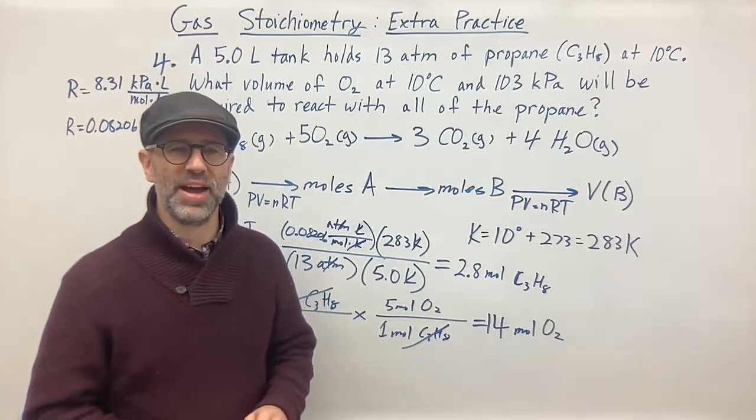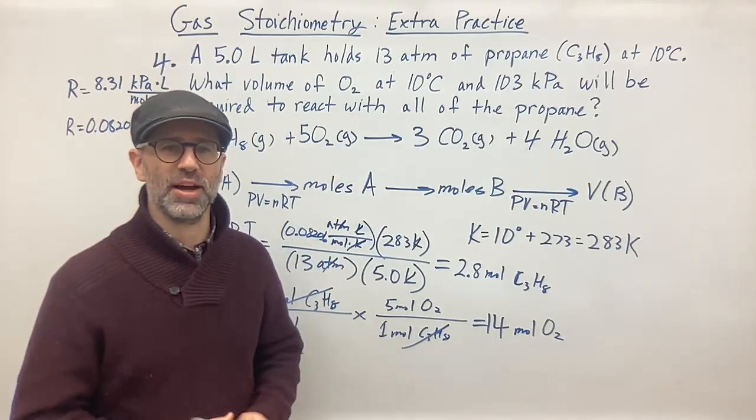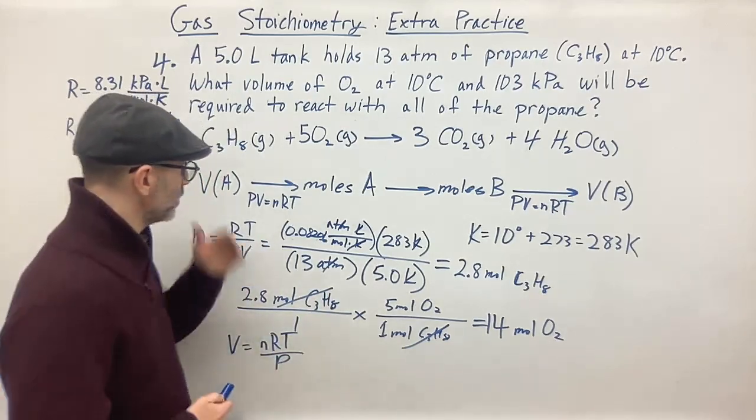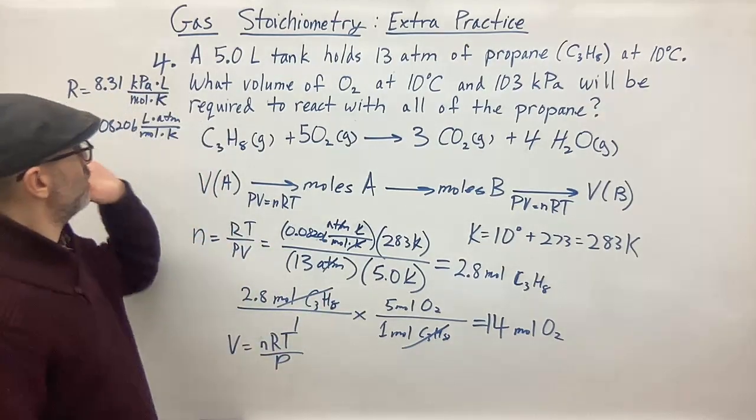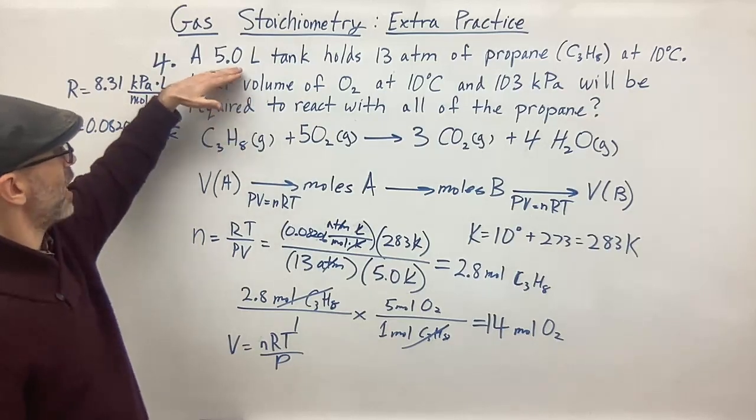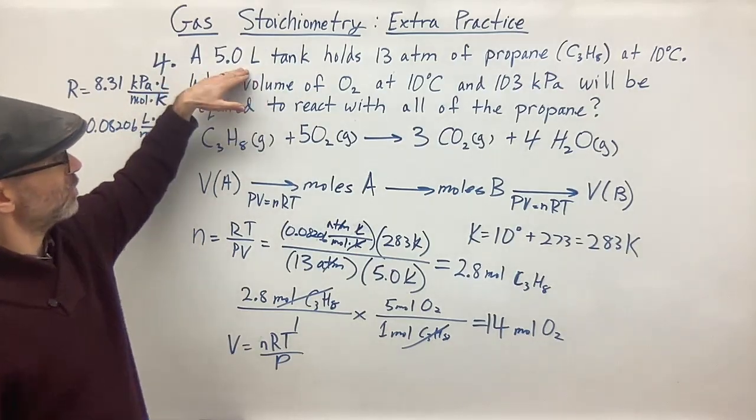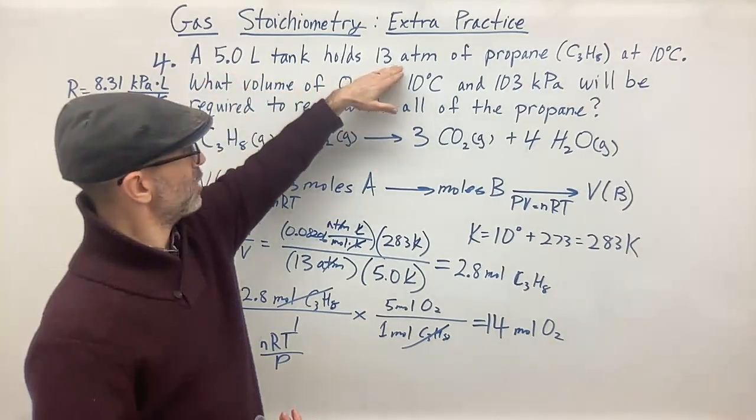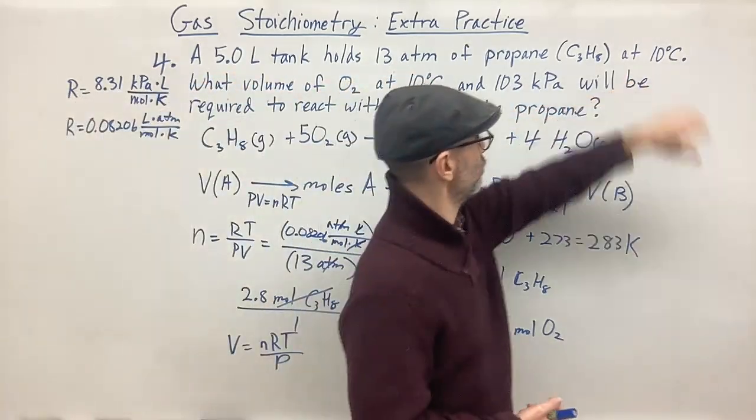Okay, everyone, welcome back. So I was in the middle of finishing up problem number 4. Just to recap, we're given a 5 liter tank of propane. So we got 5 liters of propane gas at 13 atmospheres and 10 degrees.